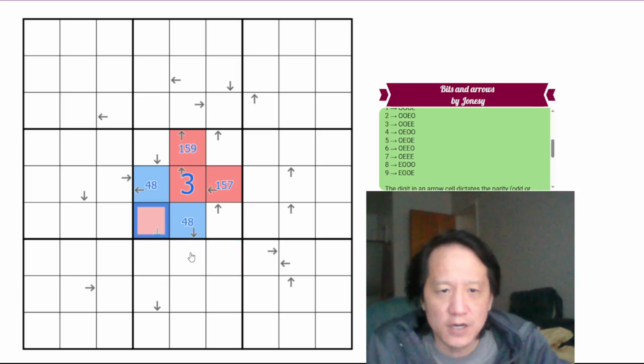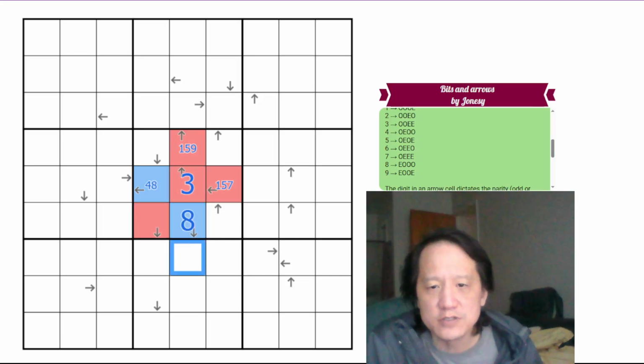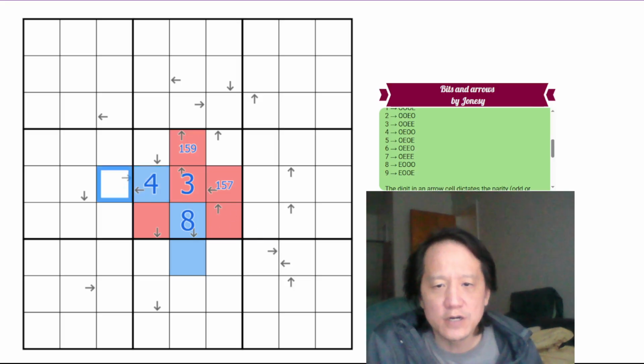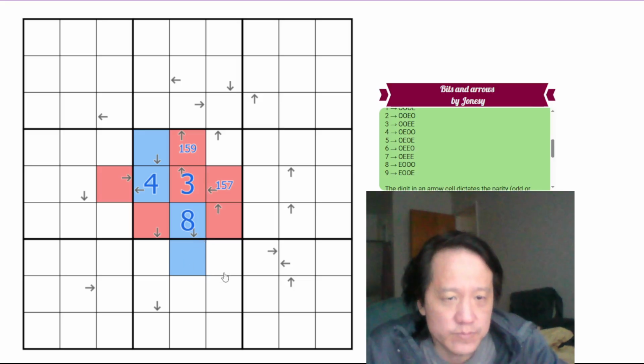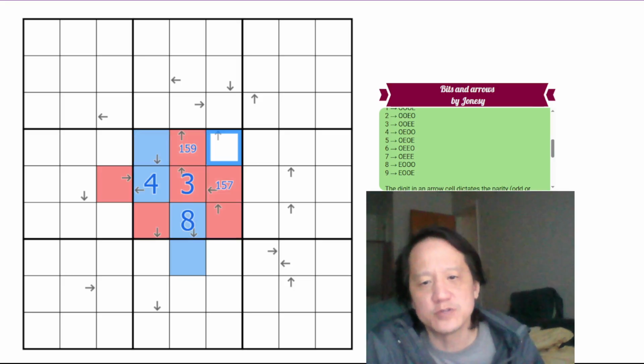So since this is odd either way, it cannot be 4 with odd, even, odd. So this must be 8. And this is even, odd. This must be 4, which is odd, even, odd. And we have 5 odds in the central box 5, so this must be even.